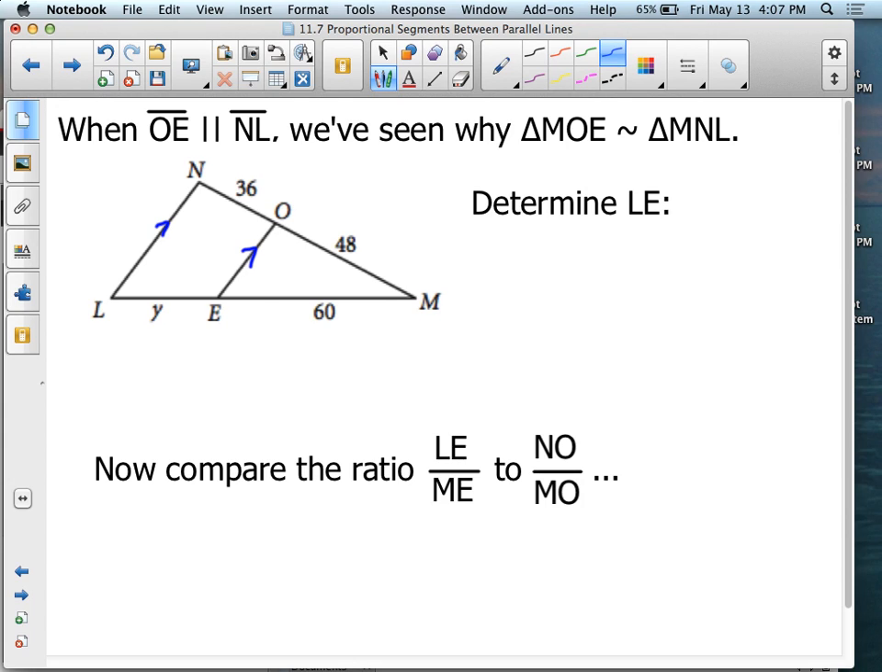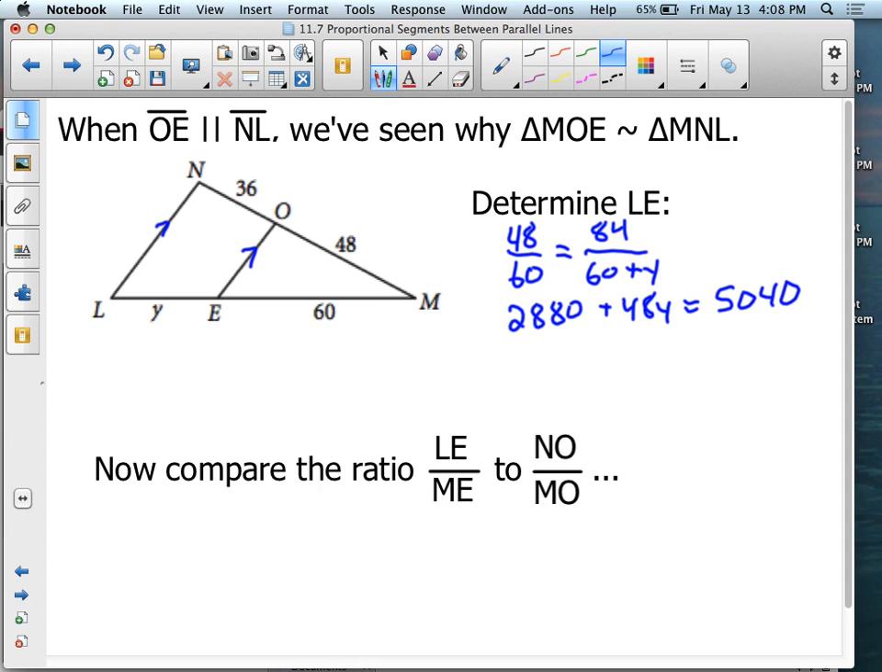So did you find that since the triangles are similar, we could write a proportion perhaps of 48 is to 60? That's going to be in triangle MOE. And then if we take the entire side MN, that is a length of 84. And the other side ML is 60 plus y. We do our cross multiplication. We get 2880 plus 48y equals 5040. When you solve that equation by subtracting 2880, dividing by 48, you should get that y equals 45.